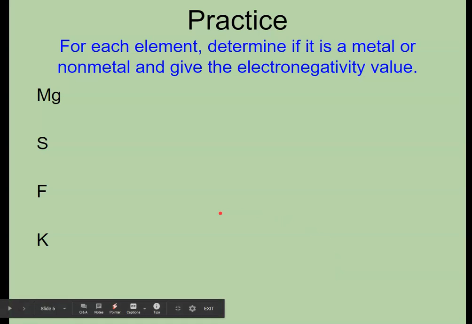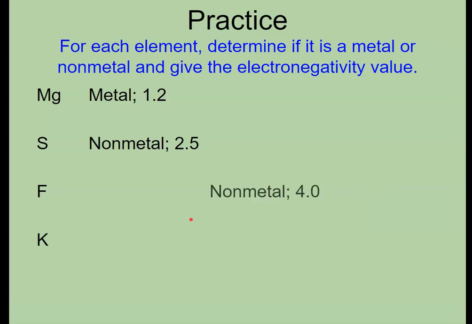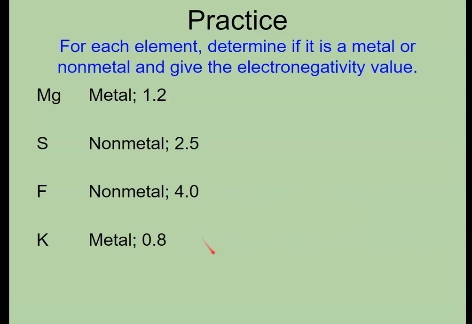So let's practice. Use your periodic table, pause for just a second, and for each element, determine if it's a metal or a non-metal, and also find its electronegativity value. Pause and see if you can do that for about 60 seconds. Go. Okay, this is what you should have gotten. All right, for those answers.